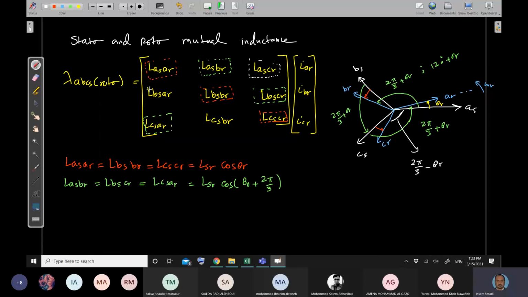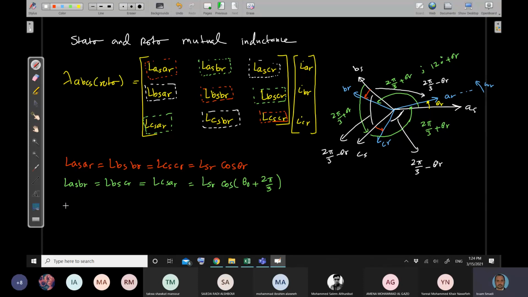What about BS AR? This angle equals what? It will be the same, 2 pi over 3 minus theta R. Finally, CS BR, which is this one. And this angle is also equal to 2 pi over 3 minus theta R. Okay?